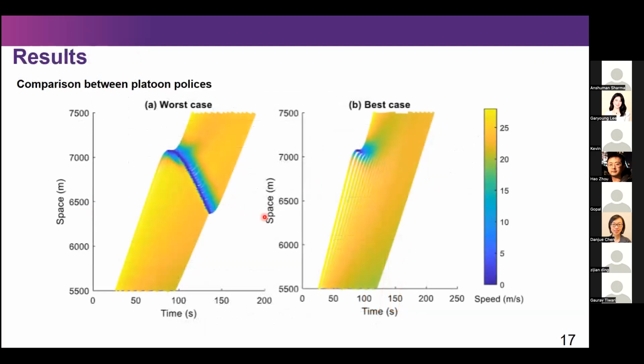So if I focus on the comparison of platoon policies, here you can see worst case and best case scenario. In the worst case scenario, I have arranged my connected vehicles in such a way that there is one traditional vehicle in between 2 connected vehicles.